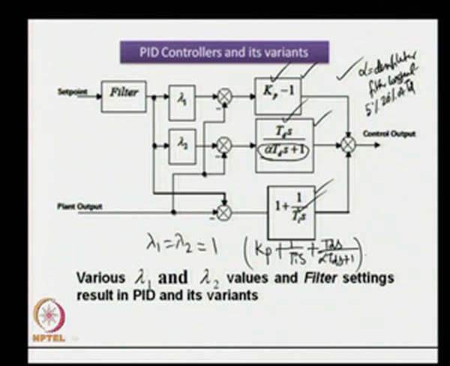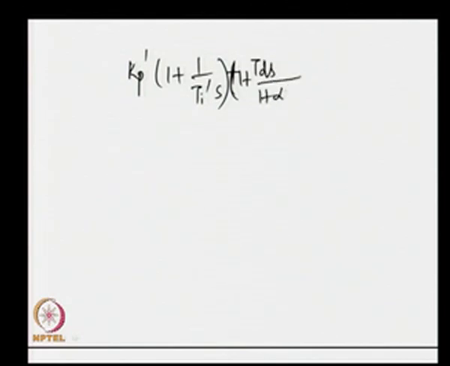Its equivalent series form is often given in the form of K p dash times 1 plus 1 upon T I dash s, times 1 plus T d s upon 1 plus alpha T d s. So, this gives us a series form of PID controller, which can easily be obtained from the parallel form of the PID controller with little manipulation.